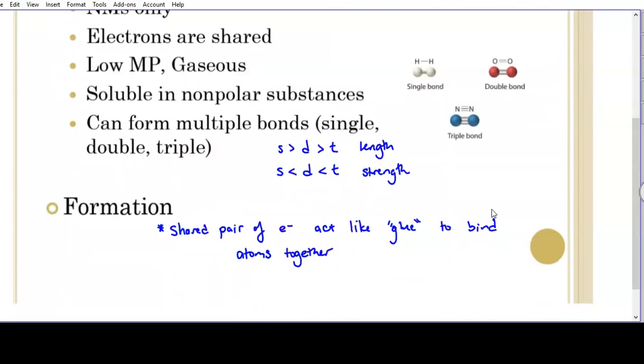The book goes into a lot of detail on the formation of these. What I need you to know is that shared pairs of electrons act like glue in a covalent bond to bind the atoms together. Alrighty.